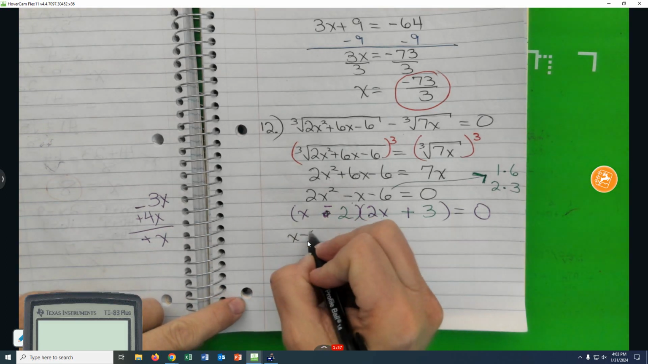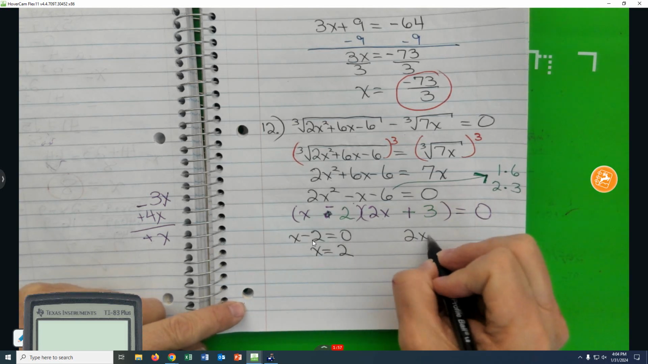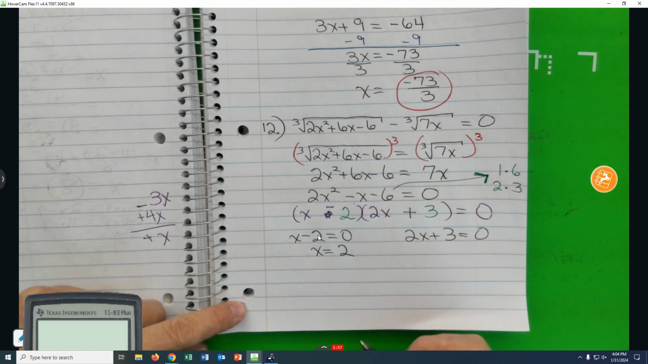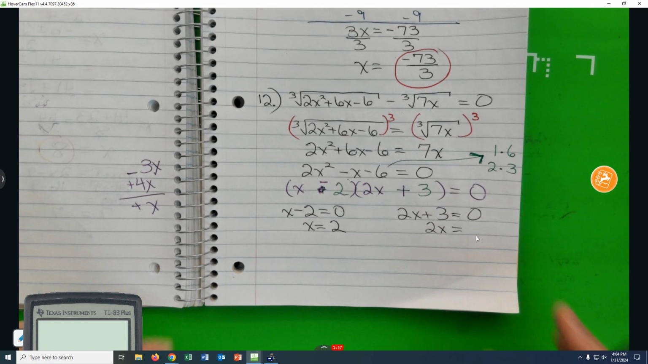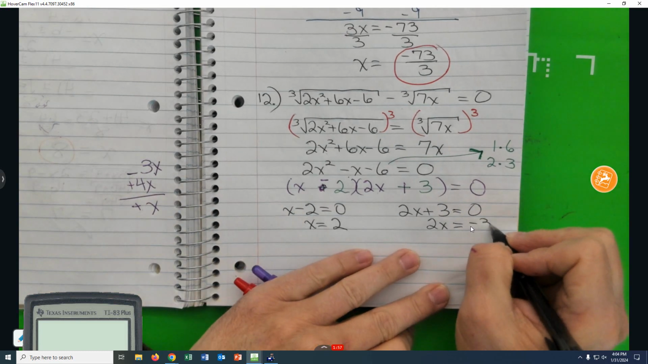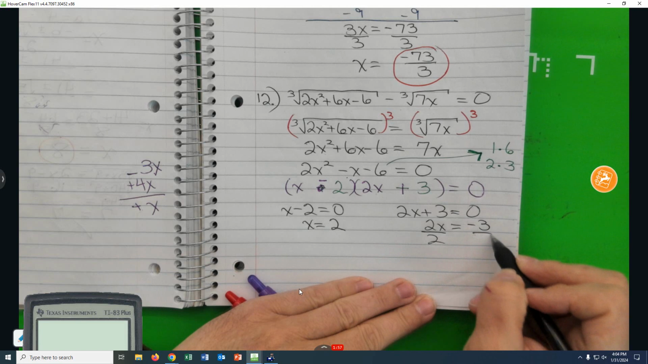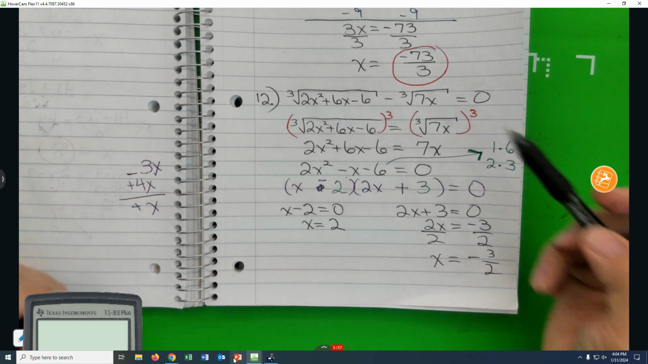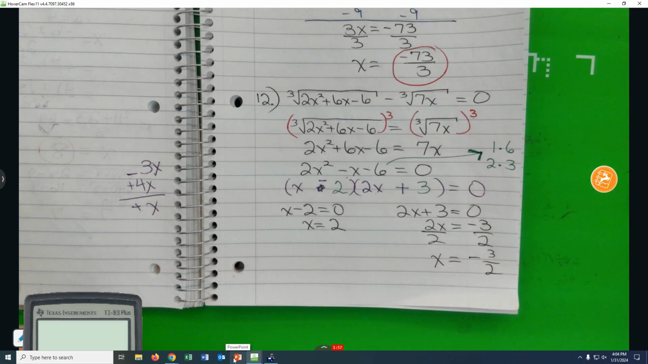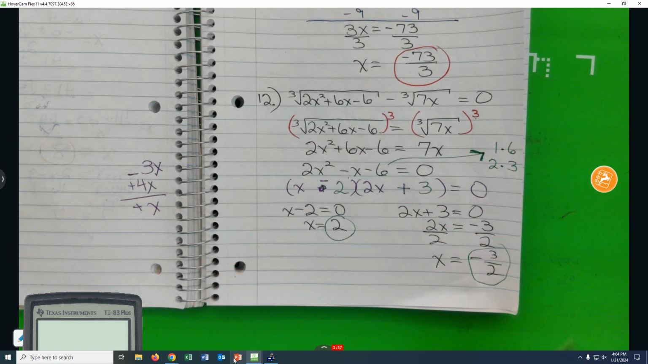So set x minus 2 equal to 0 to give us x equals 2. Set 2x plus 3 equal to 0. That says 2x is equal to negative 3. And then? X equals negative 3 over 2. Okay, so divide by 2 to give x equals negative 3 over 2. And that was all, so we don't need to check our answers. I'm 100% confident that 2 and negative 3 halves will both check. Any questions there?